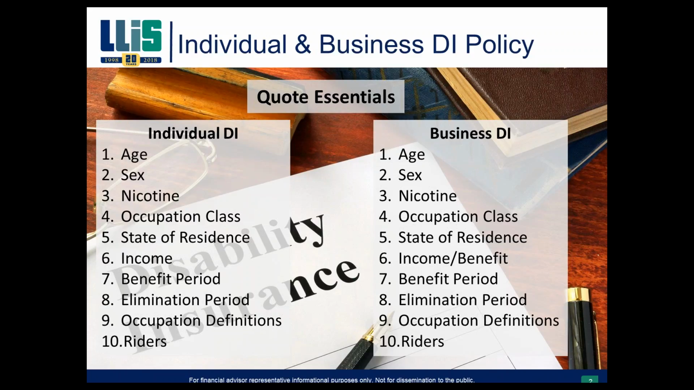State of residence, if we all know our geography, I think we'll be able to figure that one out. Income, I'm going to talk a little bit about what qualifies as income because I think that can be kind of confusing. Benefit period is how long your client is going to get the money, and the elimination period is how long your client is going to have to wait before they get the money. And occupation definitions are things that can protect your client's specific skill set. And lastly, we're going to talk about riders, and riders are what we use to enhance the plan.